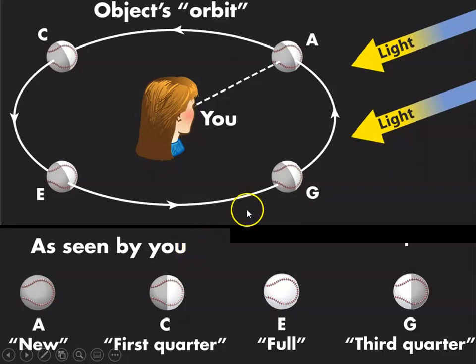And you could also do something like this with the analog of a baseball, as seen by people very far away. If the light is coming in this way, the baseball is going to look the same no matter what. But as the baseball goes around you, you're going to see the baseball lit up in different ways depending on your orientation. Here you would see a new baseball, there's a first quarter baseball, there's a full baseball, and there's a third quarter baseball at G.